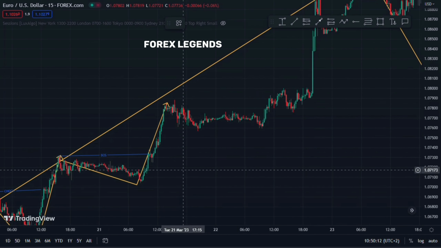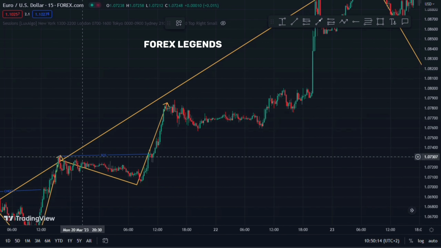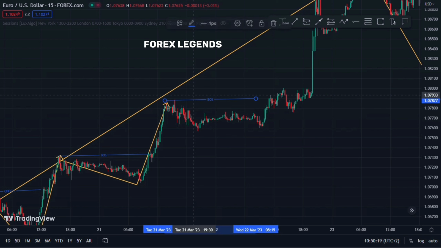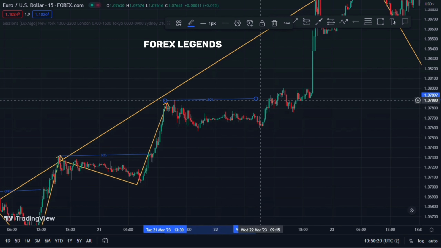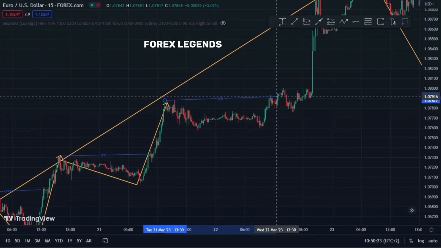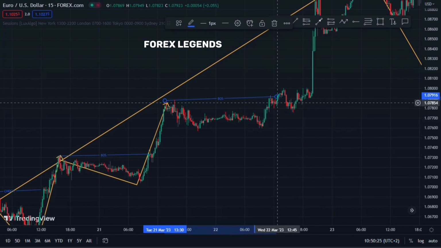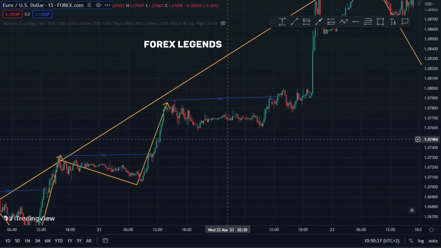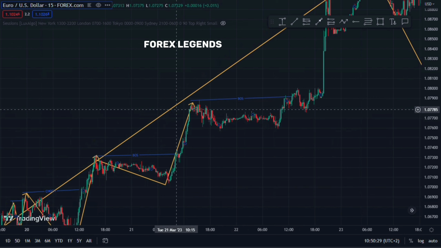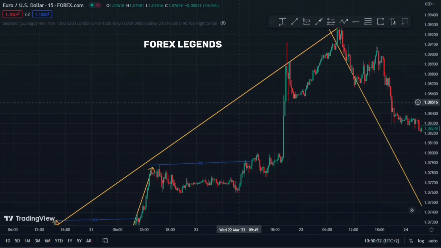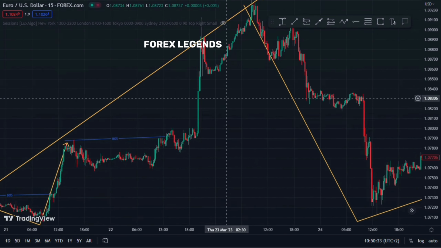We call it a what? A break of structure. Same thing again, right here. Same thing again here. We broke our structure here, as you can see. The other one was, this part was a wick, but this was the actual candle which broke it. Right here, we broke structure again. And this is our pullback. And this is our correction. It happens, same thing, guys, same thing.